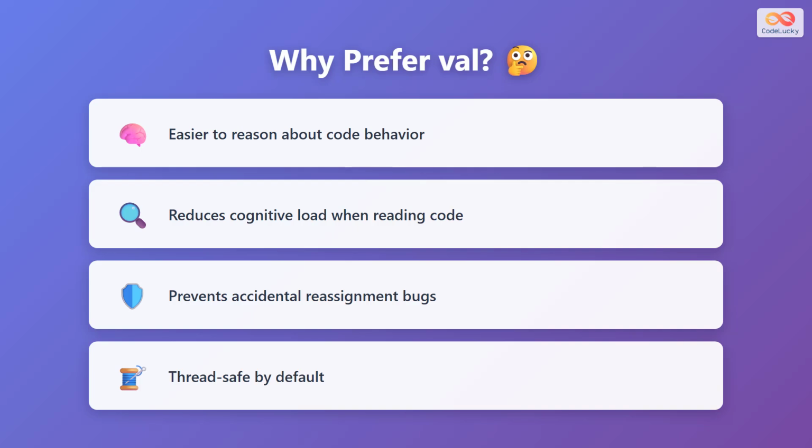Third, it prevents accidental reassignment bugs. The compiler will catch any attempt to modify a val variable, stopping errors before they happen. Fourth, val variables are thread-safe by default. Since the reference cannot change, multiple threads can safely read the value without synchronization, eliminating entire categories of concurrency bugs.